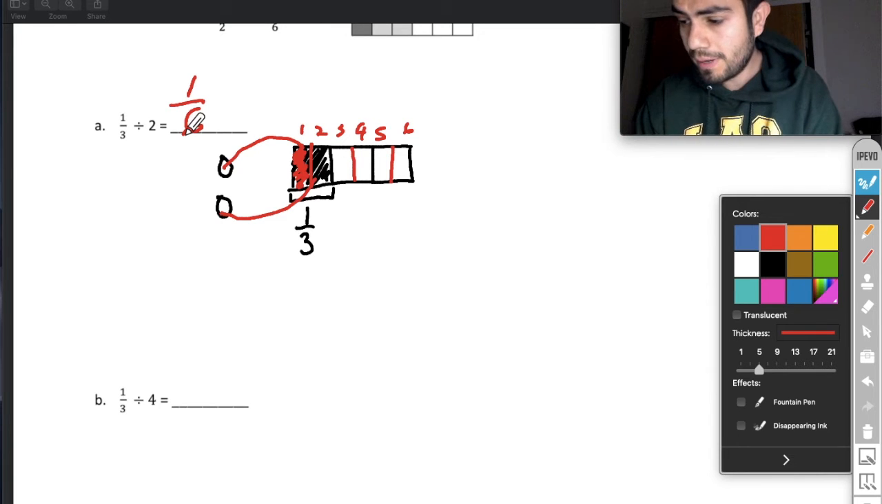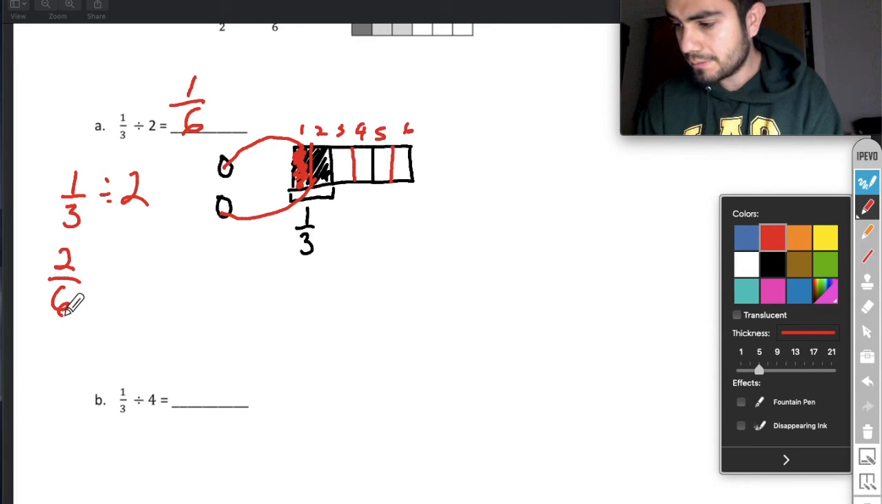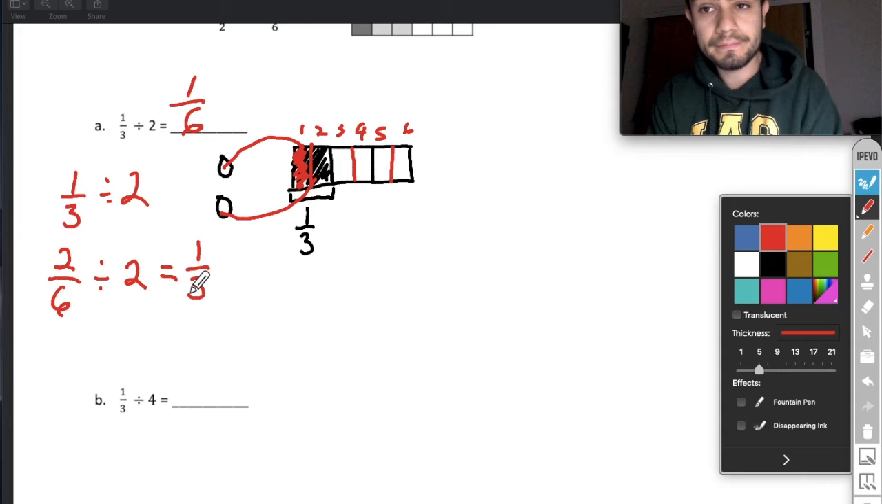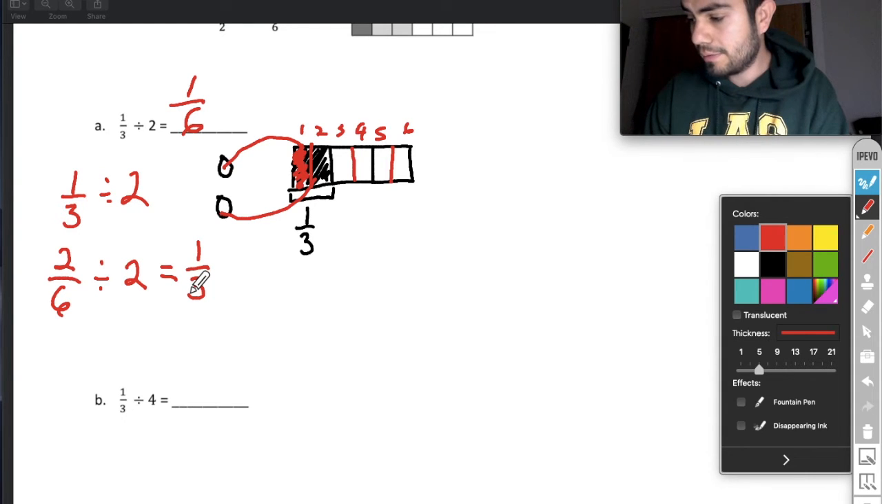Now, when you show the math, it looks something like this. 1/3 divided by 2 turned into 2/6 divided by 2, which gave us 1/6. Okay, let's do the next one if it's still not making very much sense.